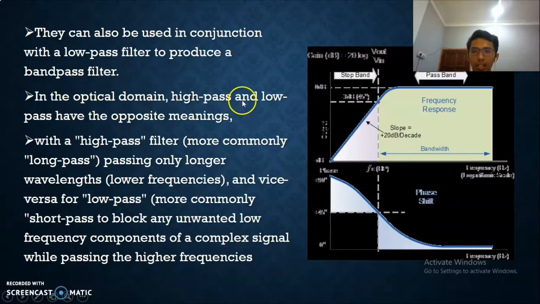In the optical domain, high pass and low pass have the opposite meanings. With the high pass filter, more commonly long pass, it passes only longer wavelengths and lower frequencies, and vice versa. For low pass, more commonly short pass, it blocks any unwanted low frequency components of a complex signal while passing the higher frequency. This is where we can see from the high pass, the upward, to the downward. And in this, the stop band and the pass band, this is the cut-off region.